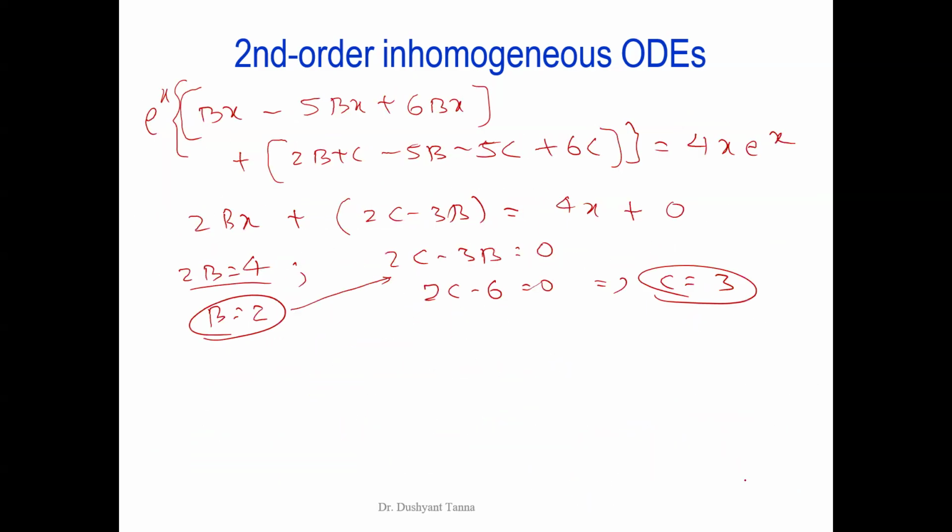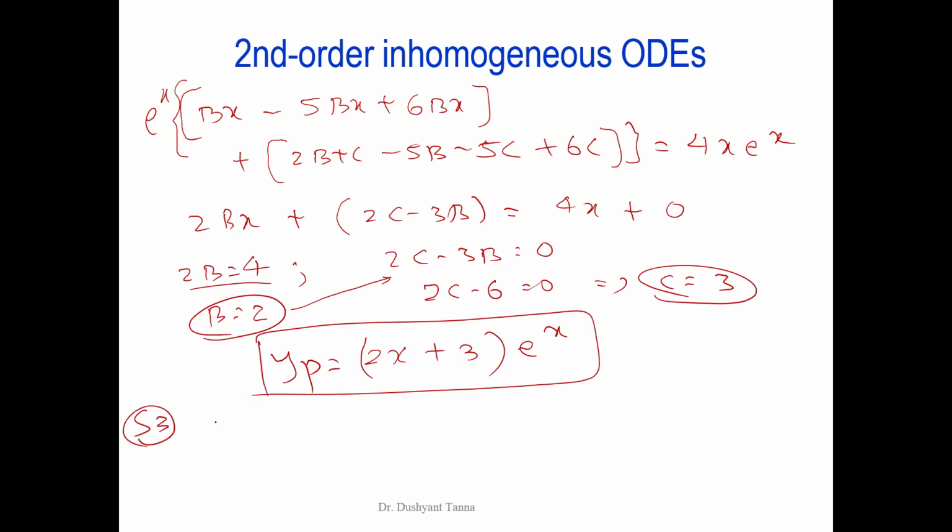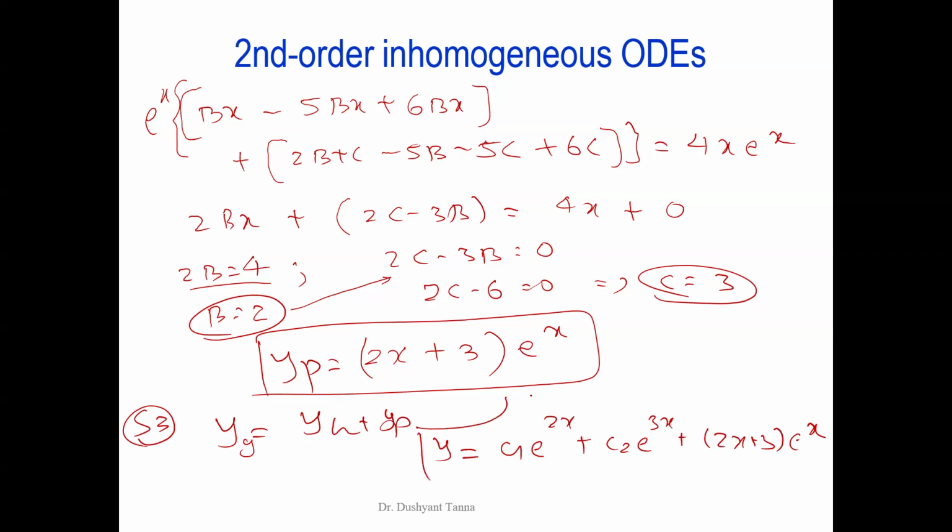So that's our yp. We rewrite yp as (2x plus 3) e power x, right? That's our yp. And finally, step 3 is the general form. So y is equal to yh plus yp. So yh is c1 e raised to 2x plus c2 e raised to 3x, plus (2x plus 3) e power x. That is the final general solution. It will contain C1 and C2 because we are not given any particular conditions.